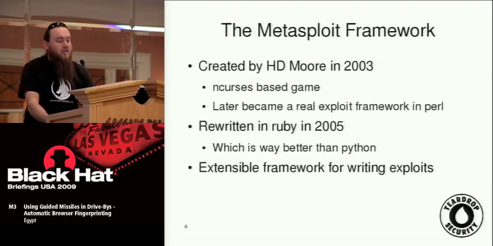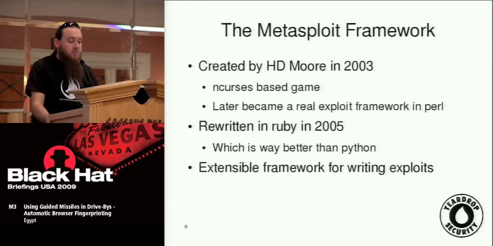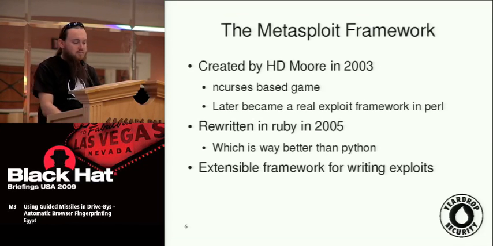The Metasploit framework itself was created in 2003. I'm sure you've seen slides similar to these earlier today. It was rewritten in Ruby in 2005, and Ruby is so much better than Perl, and also Python. But it's more than just running exploits. Metasploit is a lot more of a framework, and it gives you a giant API for dealing with all of the sort of things that you would need to do when writing an exploit, protocols and whatnot.